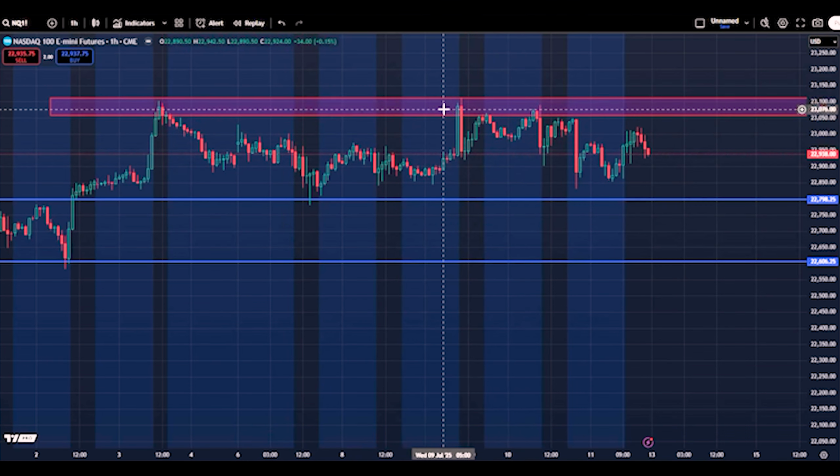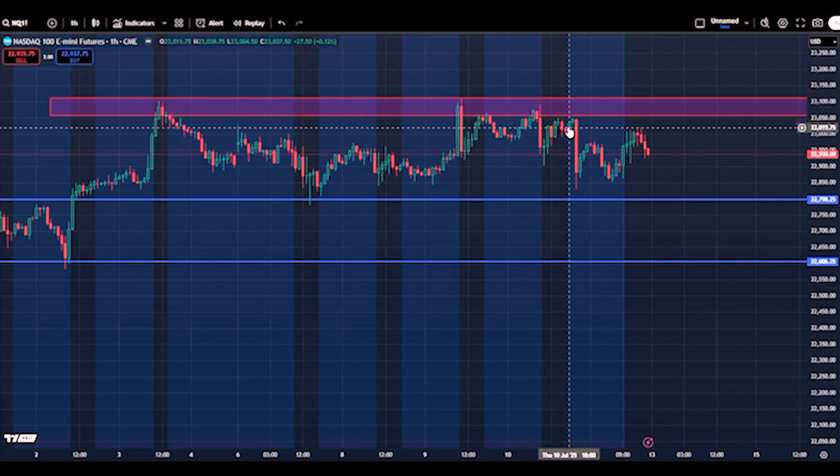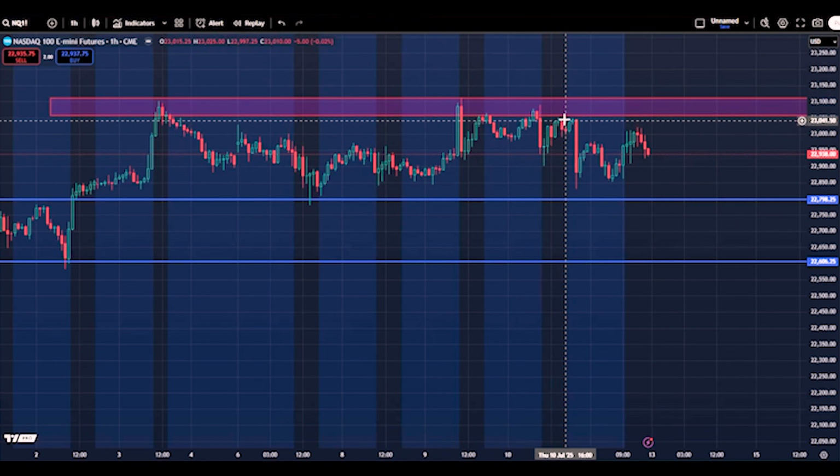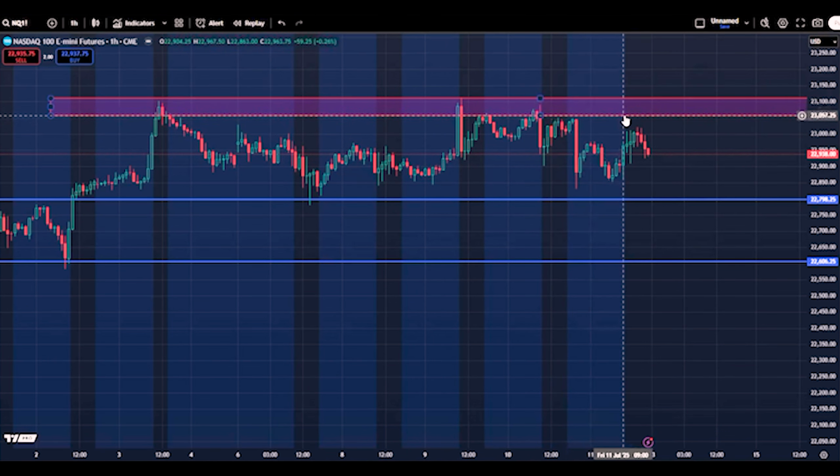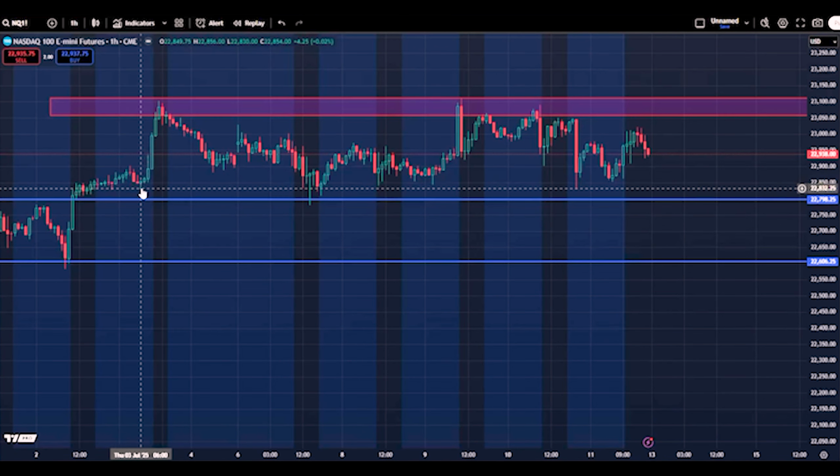You can see we've rejected this zone several times this month on the hourly time frame. Not really interested in rejecting again. I want to see us break above, pull back for a retest entry. And I would like to see hourly confirmation on this for a possible long entry. And let me show you what I'm talking about. See this candle right here?